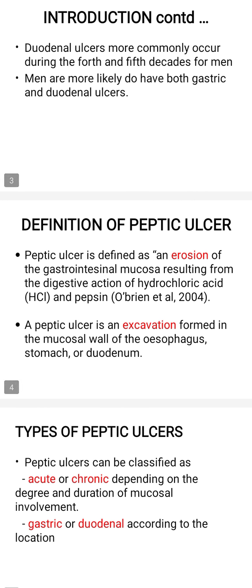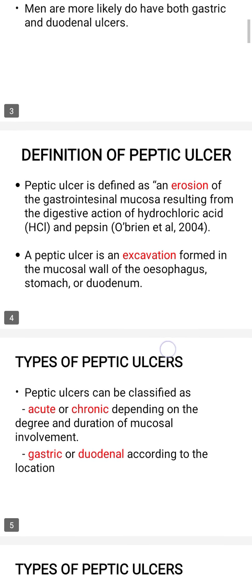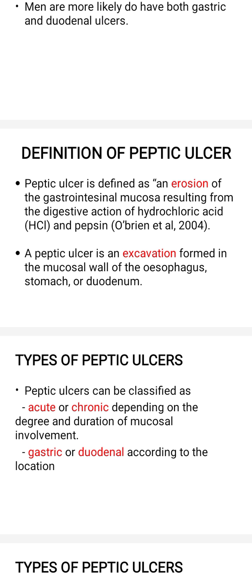When we come to the definition, peptic ulcers are simply the peeling off of the top layer of the GIT, which can be caused by Helicobacter pylori, characterized by epigastric pain, vomiting, and weight loss. We can also define peptic ulcers as an excavation formed in the mucosal wall of the esophagus, stomach, or duodenum.